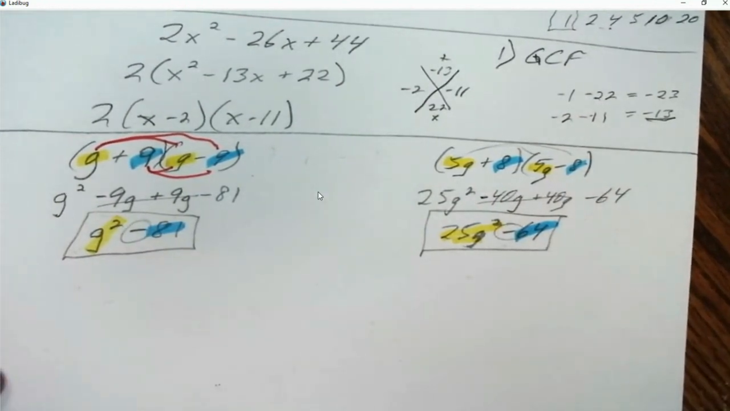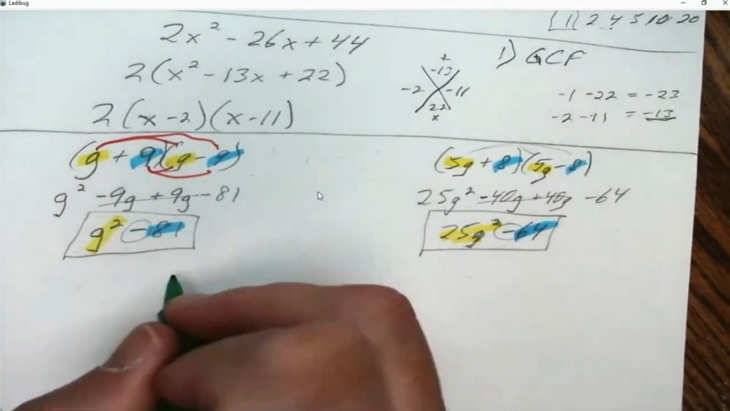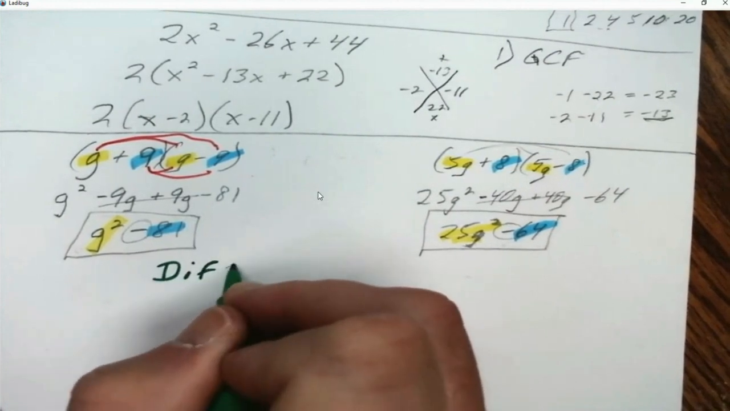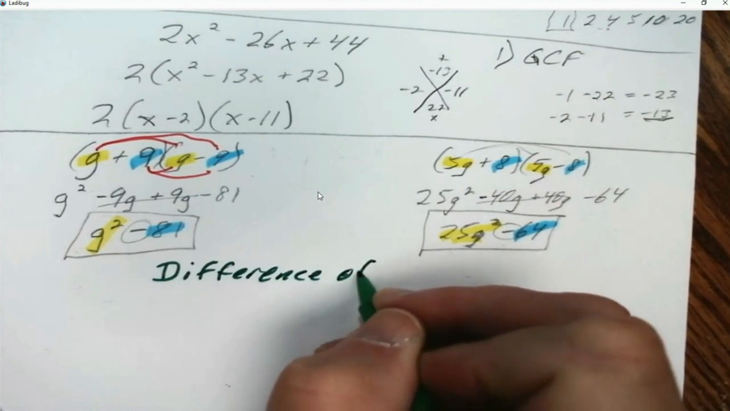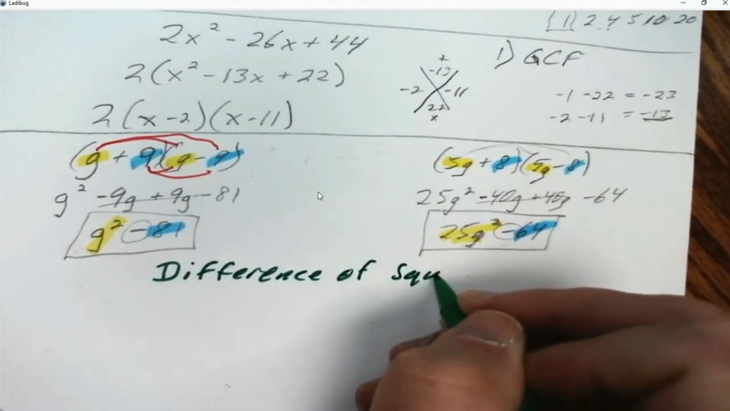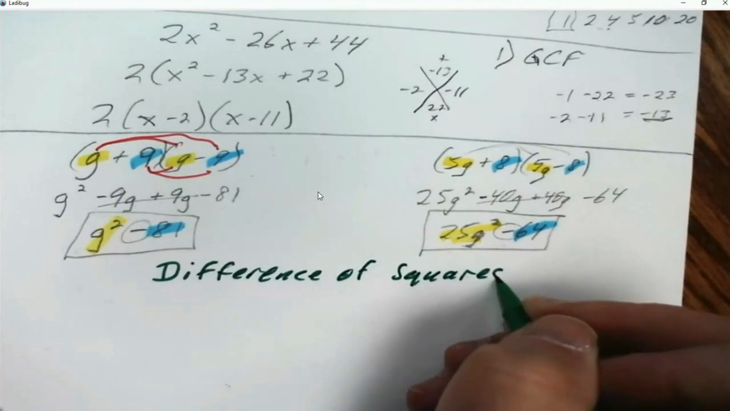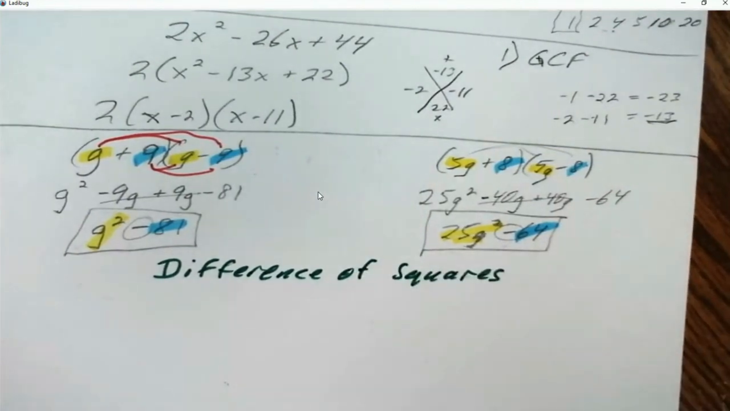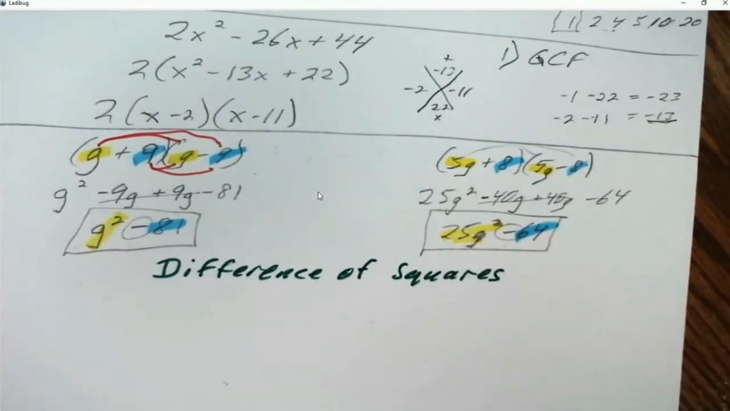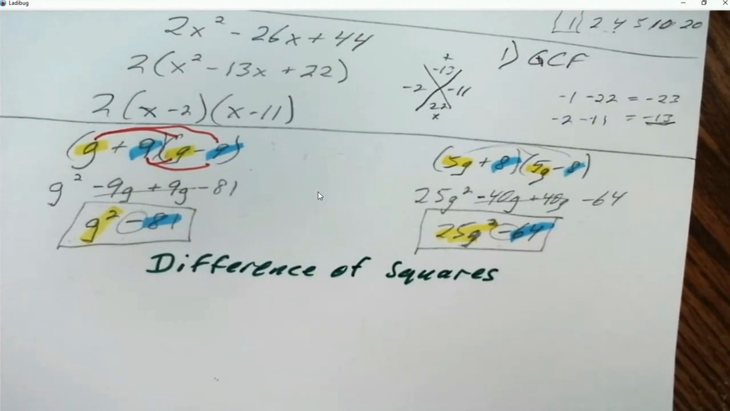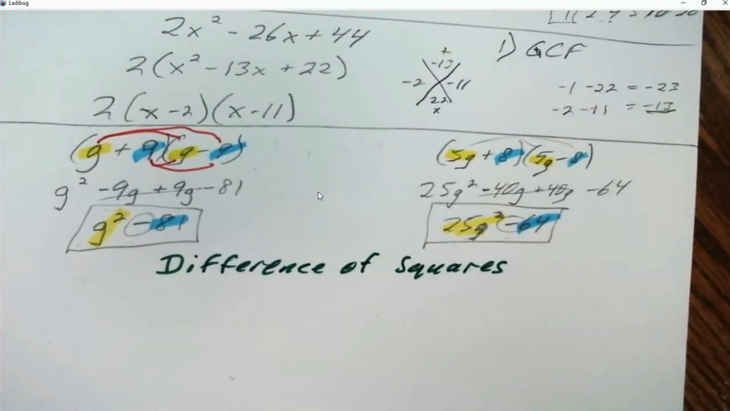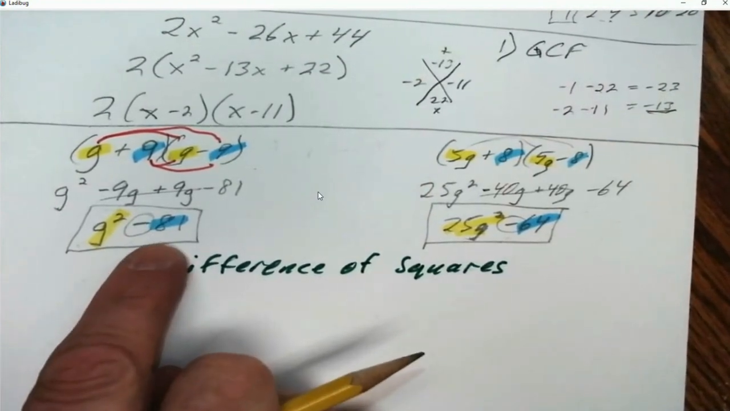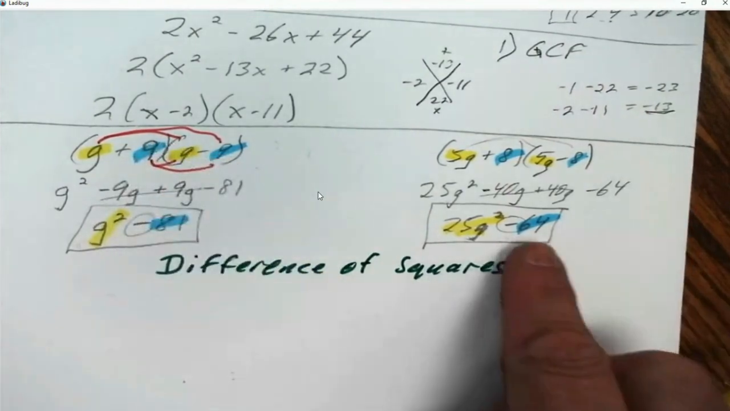Well, there's something called, let me write the name of this out here, the difference of squares. What do you mean squares? This isn't a square, it's a number. Well, it's a perfect square, right? Because we can take the square root of 81 and it's 9. We can take the square root of 64, that's 8.